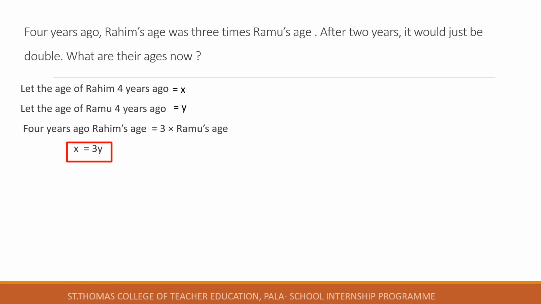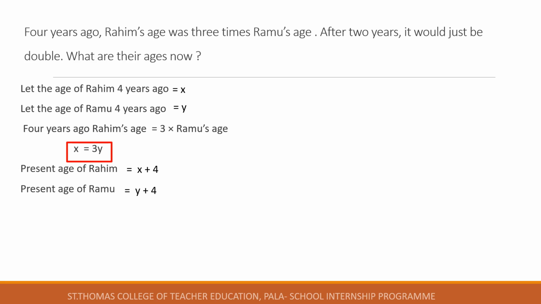Okay. So, now, what will be the present age of Rahim? We have discussed the case 4 years back. Now, what will be the present age? Good, x plus 4, isn't it? 4 years back it was x. So, plus 4 gives the present age. Now, what will be the present age of Ramu? Good, it's y plus 4.